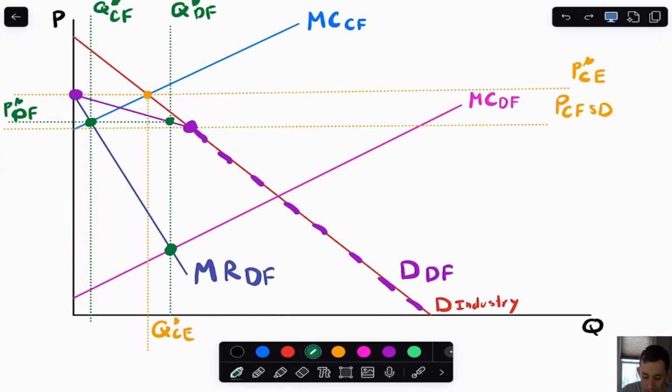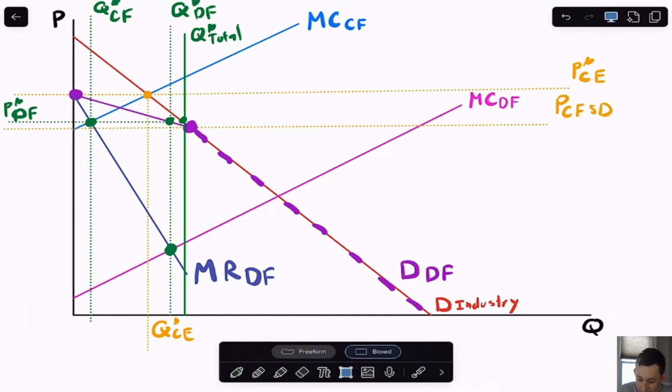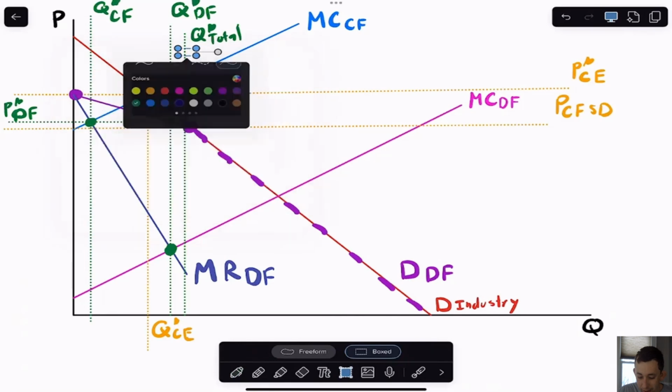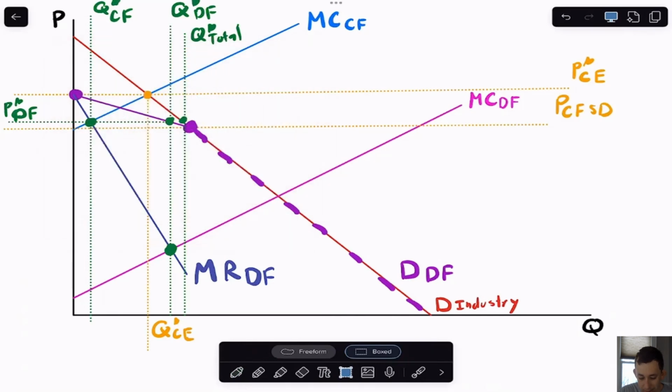I could go all the way over to the world demand curve, which is going to be something like right there. And this is going to be Q star total, like that. Okay, so now what I've done is I've basically found everything that I want. I know what the price in this market is. I know how much total quantity demanded or quantity supplied is. And I also know how much the competitive fringe and the dominant firm are supplying.